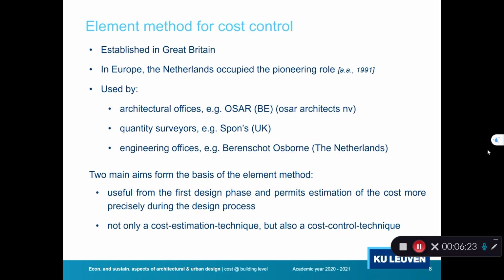The two main aims of this method, as said before, are first of all to allow for useful cost estimations very early in the design process, and to estimate these costs more precisely along the process when more information becomes available. It is not only a cost estimation technique, it's also a cost control technique. So the intention is that with this method, you can make sure that you don't exceed the budget of your client by checking consistently throughout the process what the consequences of a certain decision are on the investment cost.